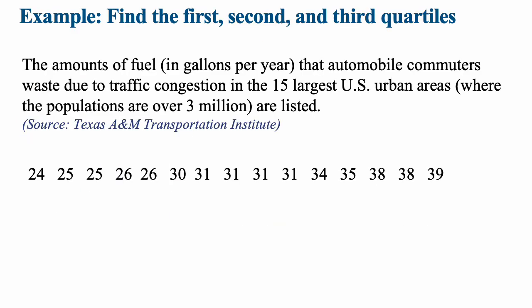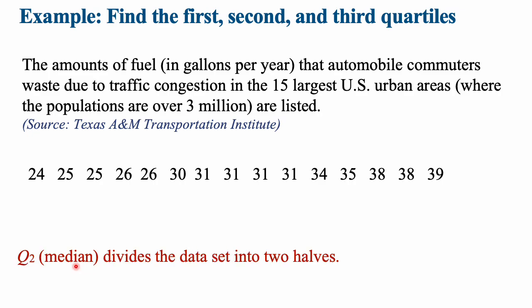So how are we going to find the quartiles? I'm going to discuss it here. First example, let's find the first, second, and third quartile. This data set tells us the amount of fuel automobile commuters waste due to traffic congestion in the 15 largest U.S. urban areas where the population is more than 3 million. That's the amount of fuel. I just put it in order. Now, we're going to divide this data set into 4 parts evenly.